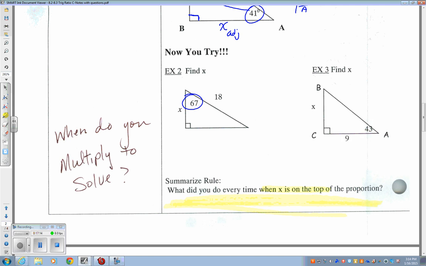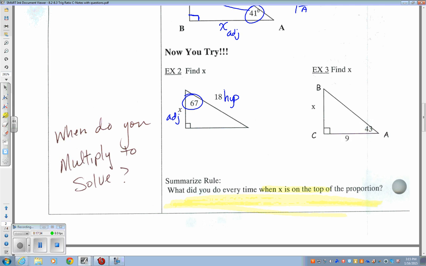So, what is the x in relationship to 67? It's adjacent. It's the adjacent side. Alright, what's the 18? That is the hypotenuse. Hypotenuse is always the hypotenuse. It's always opposite the right angle. So that's after I circle the angle and then label the parts in relationship to the angle.